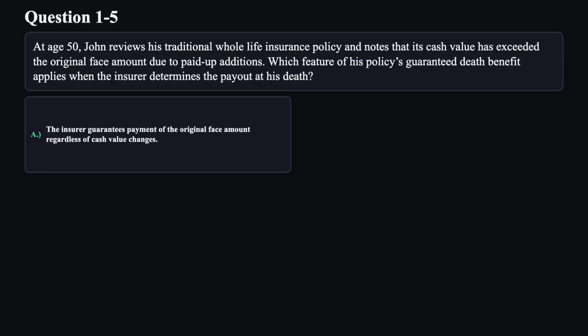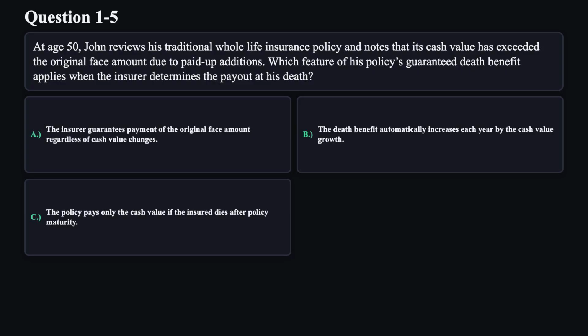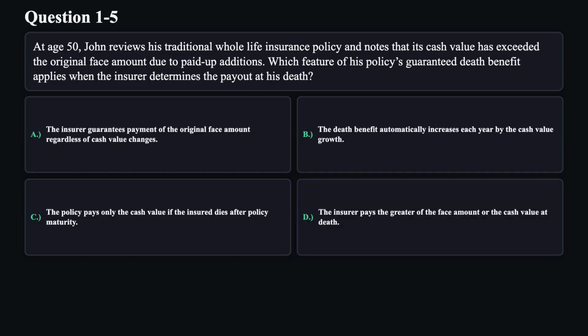A. The insurer guarantees payment of the original face amount regardless of cash value changes. B. The death benefit automatically increases each year by the cash value growth. C. The policy pays only the cash value if the insured dies after policy maturity. D. The insurer pays the greater of the face amount or the cash value at death.